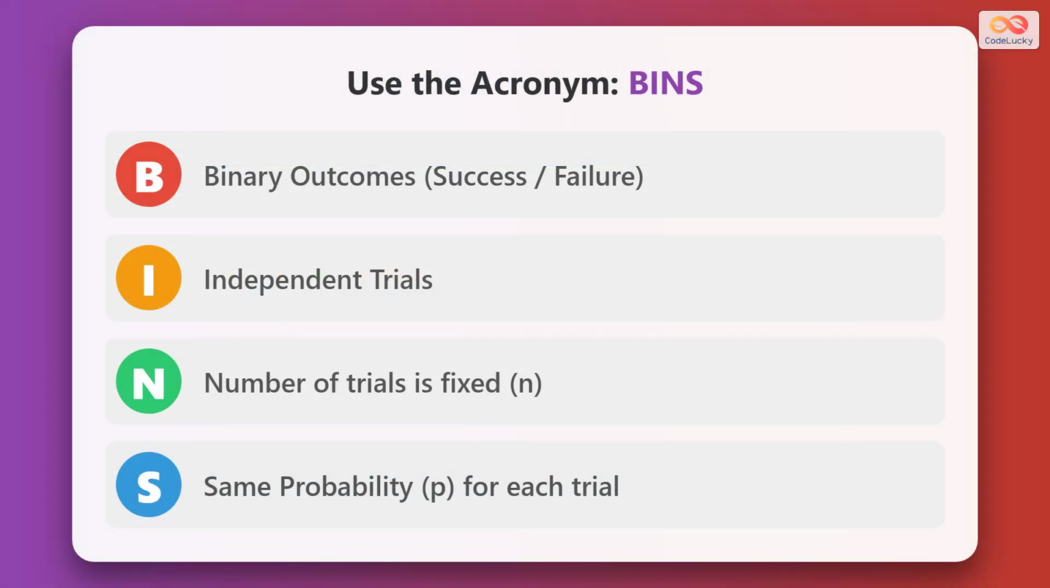An easy way to remember these rules is the acronym BINS. B stands for binary outcomes, I stands for independent trials, N stands for number of trials is fixed, and S stands for same probability for each trial.